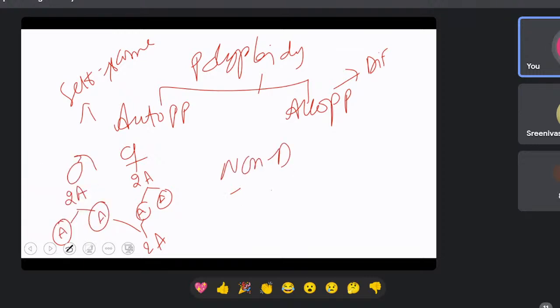What is non-disjunction? Write down. Failure of separation during anaphase of meiosis is called as non-disjunction.